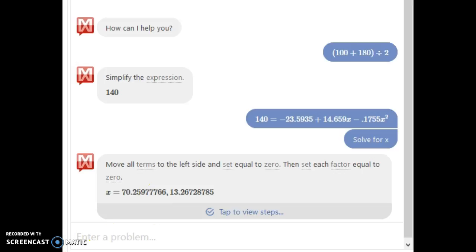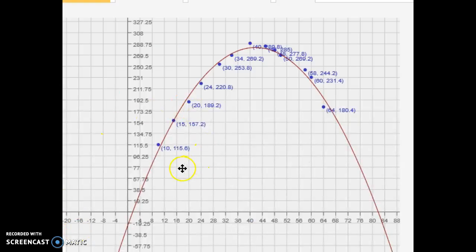And also, here's what the graph looks like with all the points on it. It's a pretty nice little curve there. So, yeah, it looks pretty good.